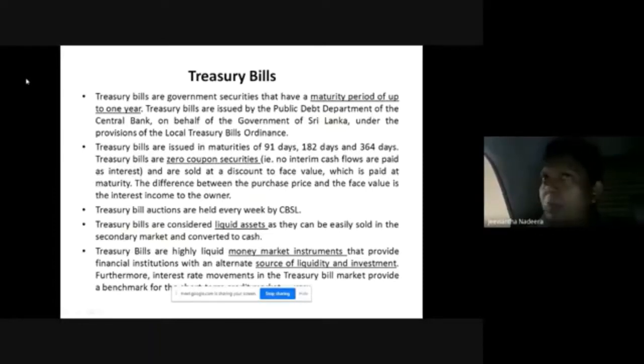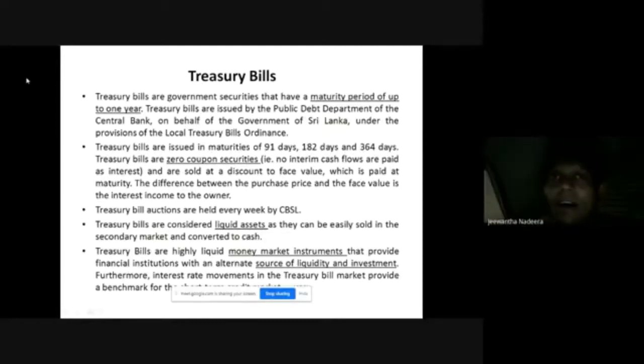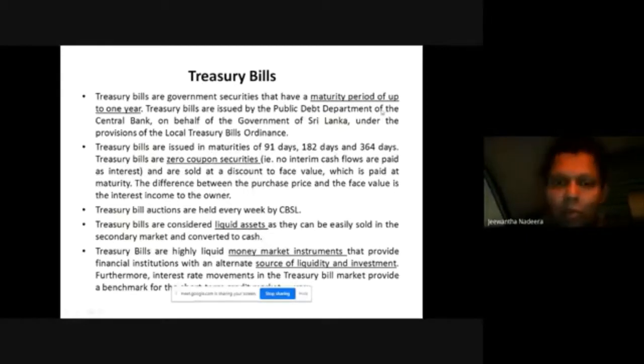So understand this. This is a discounted instrument. What do you mean by a discounted instrument? That is also important. Treasury bill is a discounted instrument. Commercial paper is a discounted instrument. See, I have 100 rupees. If I want to put it in FD, I go to the bank and give 100 rupees.